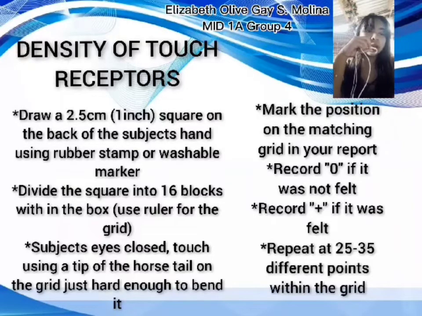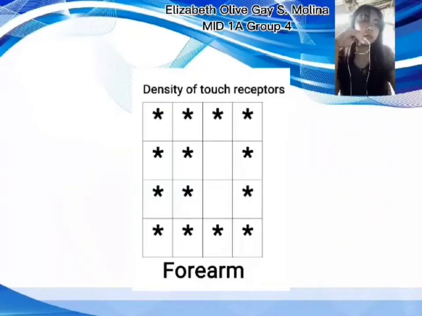Touch the grid using the tip of a horsetail, just hard enough to bend it. Mark the position on the matching grid in your report. Record 0 if it was not felt, and record plus if it was felt. Repeat at 25 to 35 different points within the grid. This is an example of recording and marking the density of touch receptors.